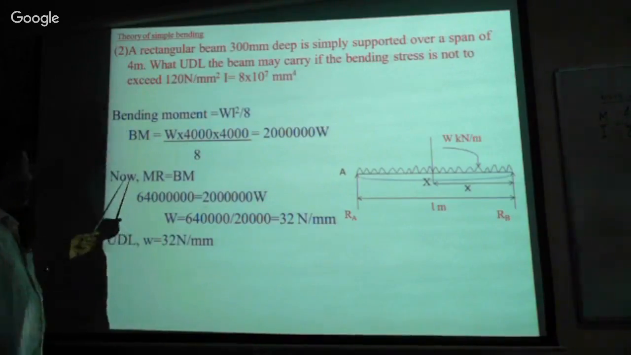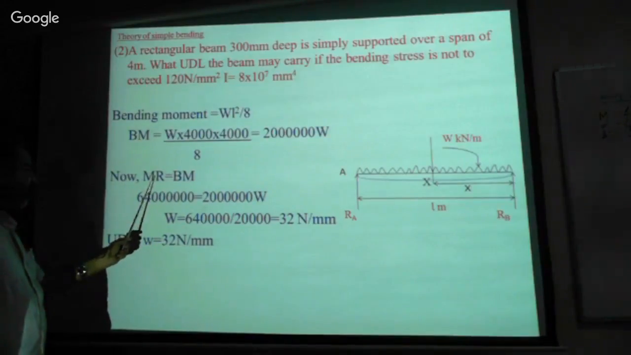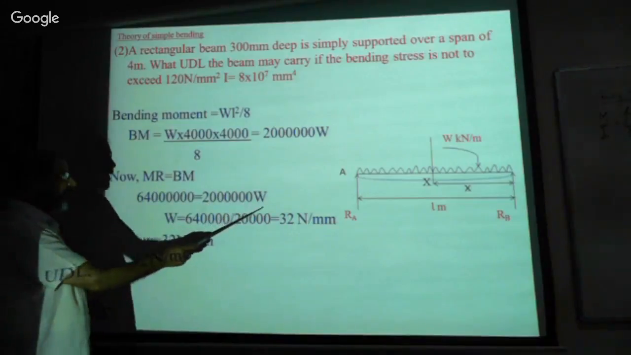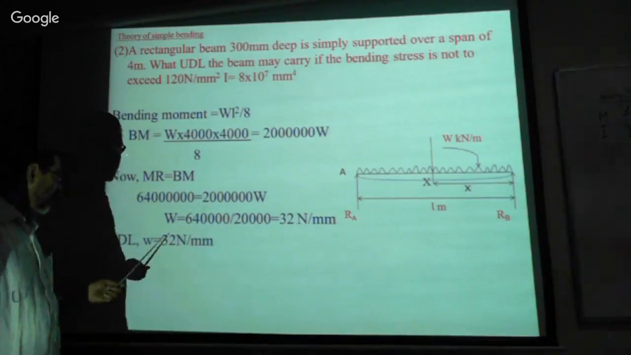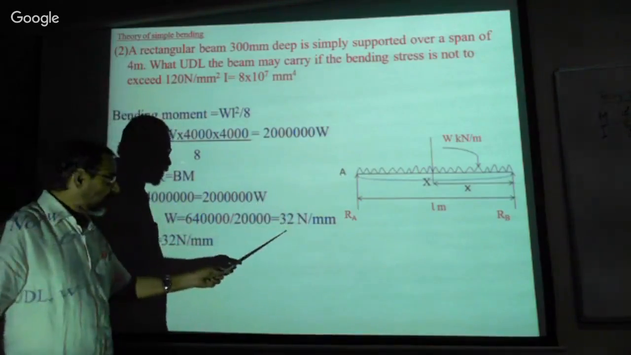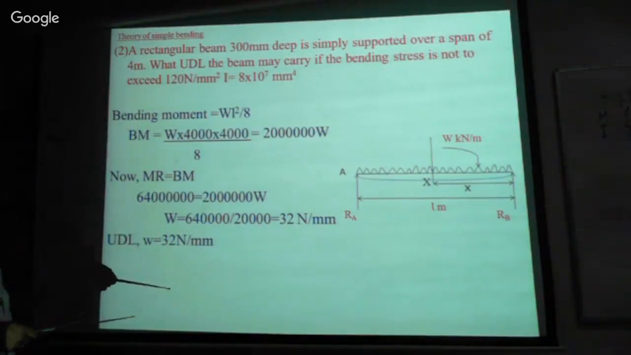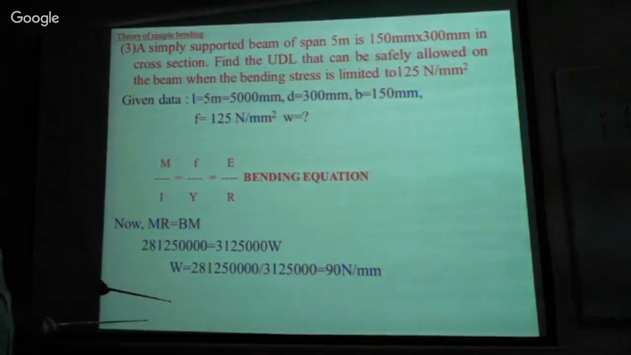Now bending moment is equal to moment of resistance. Moment of resistance is equal to bending moment. Equate these two, then the only unknown here is W. Therefore, we will get W. W will be the load on the beam. That 32 Newton per millimeter can be loaded on the given beam. Isn't it? Similarly, let us solve one more problem here.